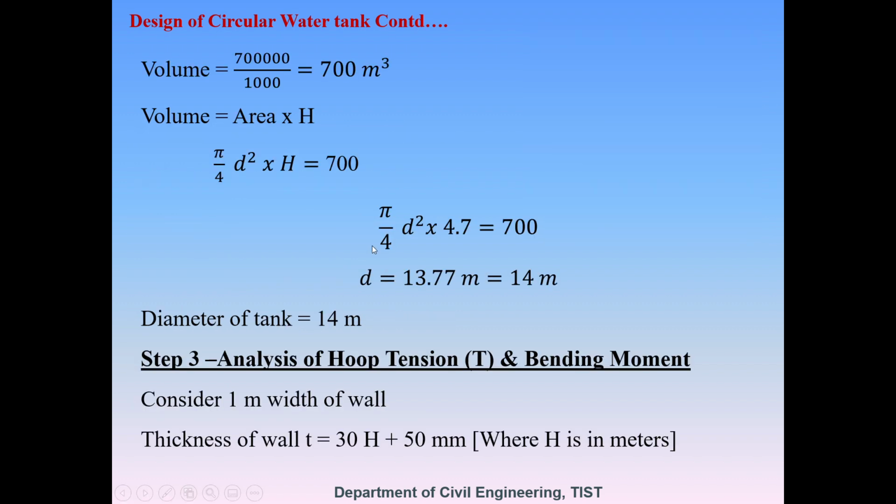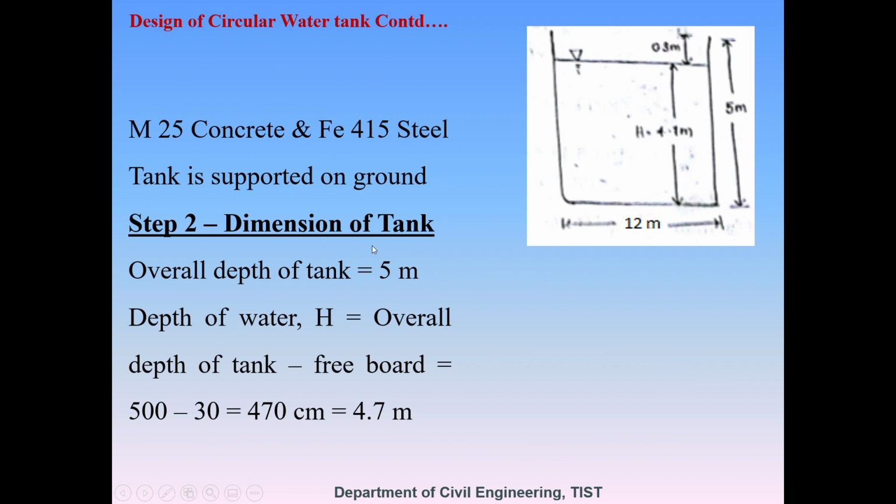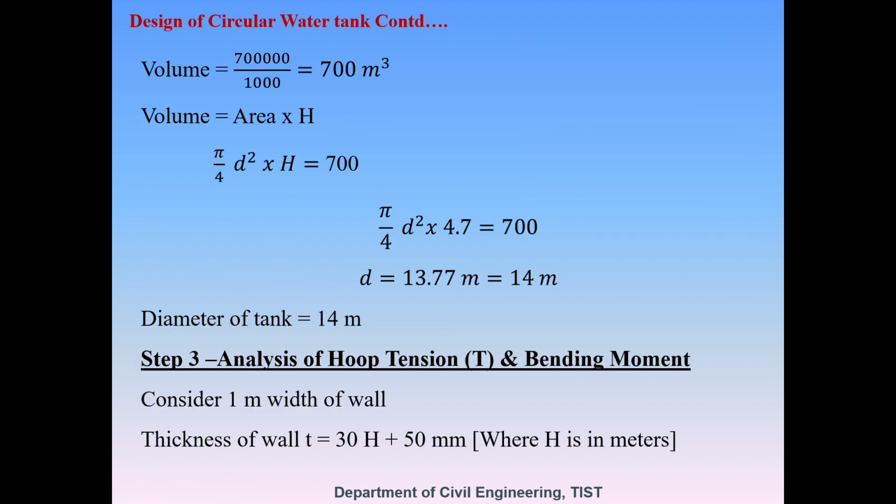The second step is the dimension of the tank. Since it is a circular water tank, the dimension of the tank means the diameter of the tank. The first dimension is the height of the tank, the depth of the water. Next, we have to find out the diameter of the water tank. We have the volume. The capacity of the tank is 7 lakh liters.